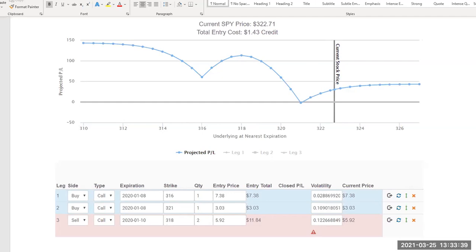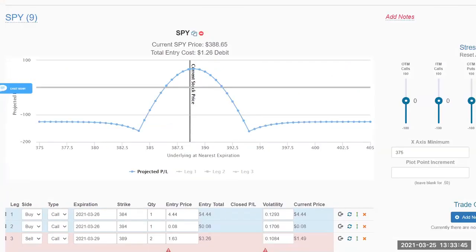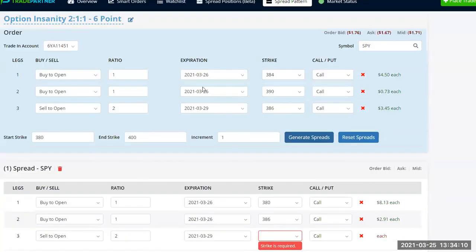All right, so now let's take that same pattern, if you will. It's an option insanity pattern, and what was that spread difference? It was a 5-point spread difference. All right, so let's take that same pattern and take a look at where things are at right now. Okay, so here it is. Same pattern. Nope, that's 6-point. Sorry. Let me pull up the 5-point. Where are you at?